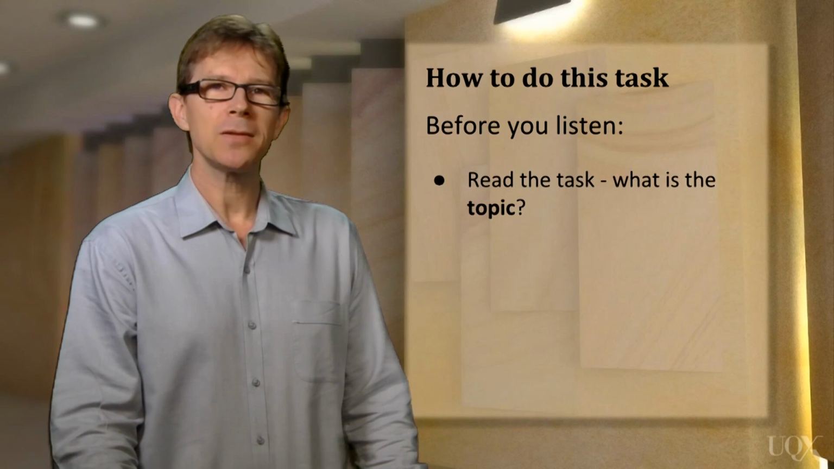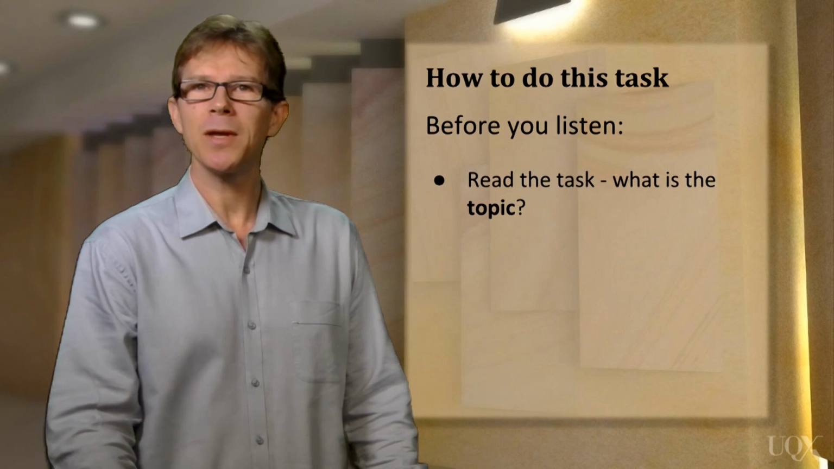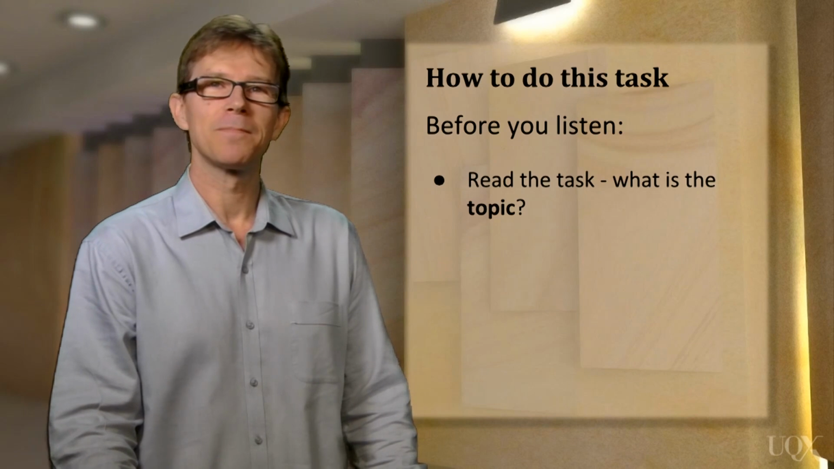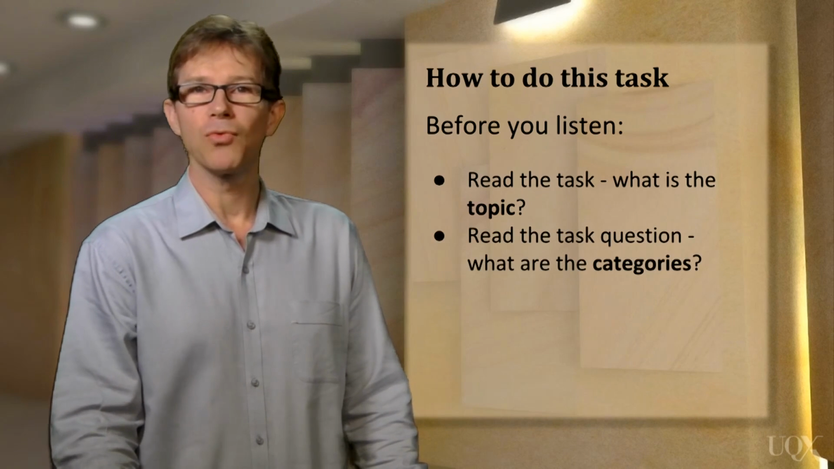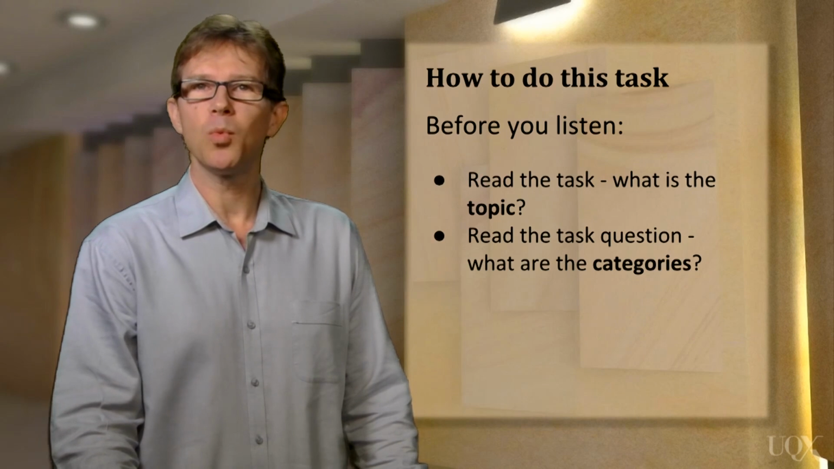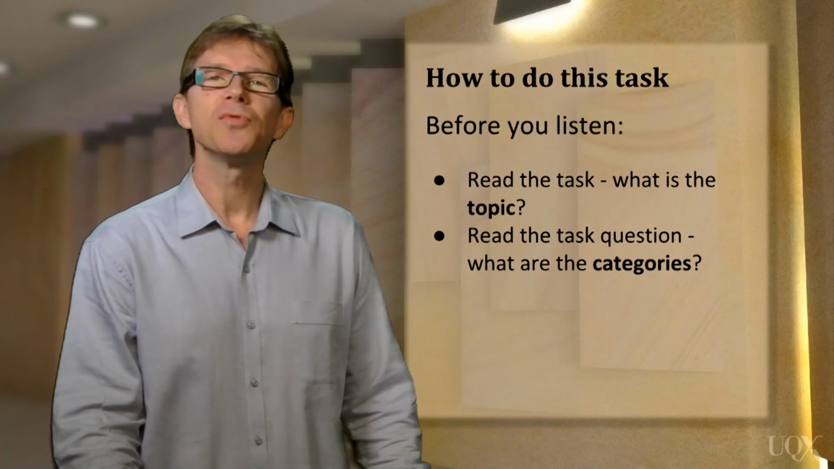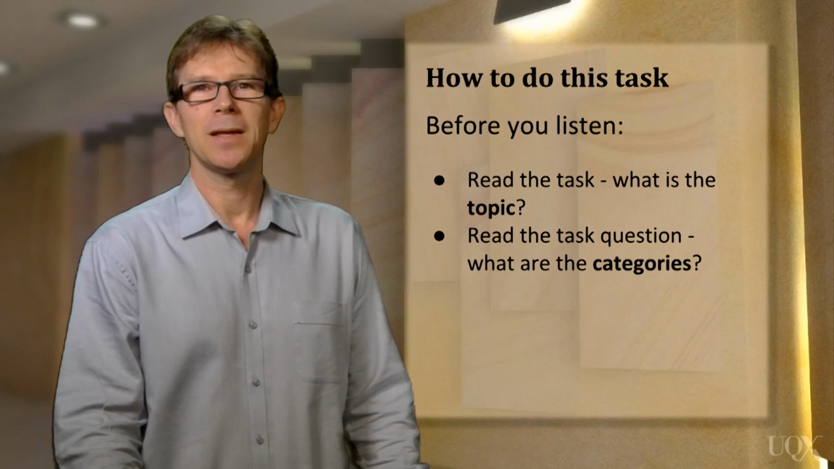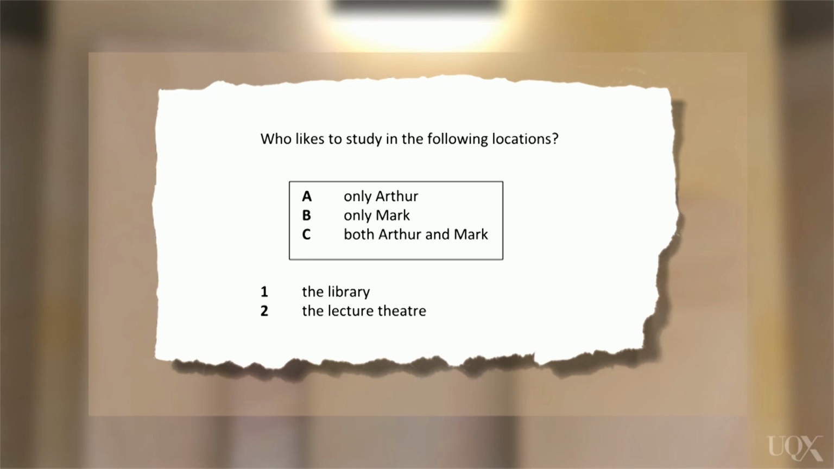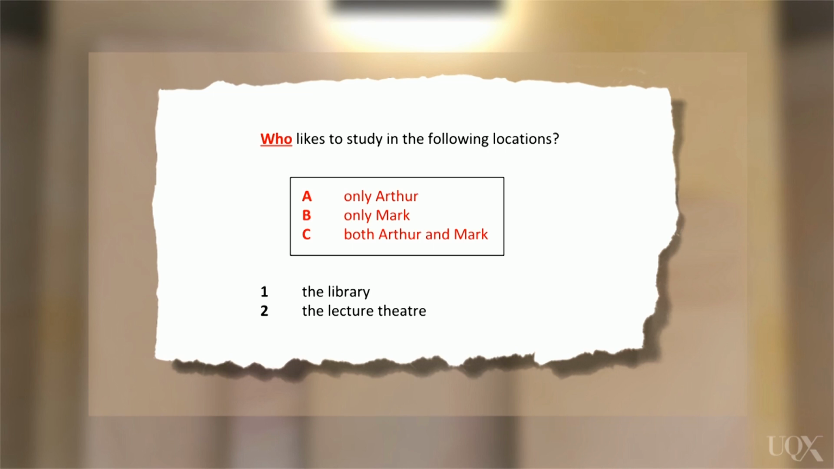First, read the complete task carefully to understand what the topic is. Also, read the task question and decide which word or words refer to the categories. Let's look at another example. You can see here that the task question is, who likes to study in the following locations? And the word who refers to the categories, which are the names of people.